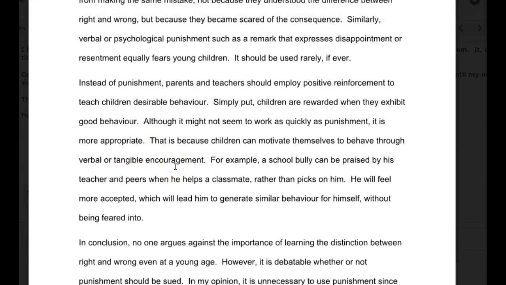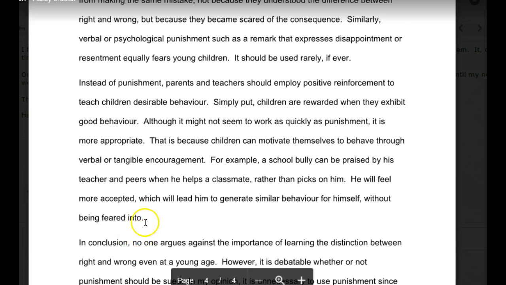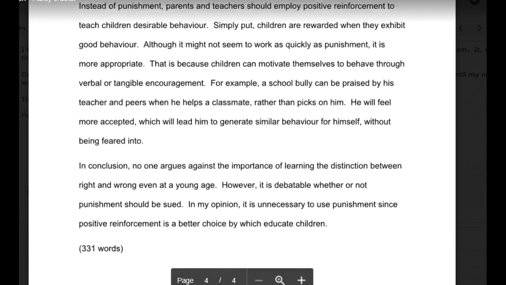For example, a school bully can be praised by his teacher and peers when he helps a classmate rather than picks on him. Okay, he will feel more accepted, which will lead him to generate similar behavior for himself without being feared into it. In other words, the behavior.